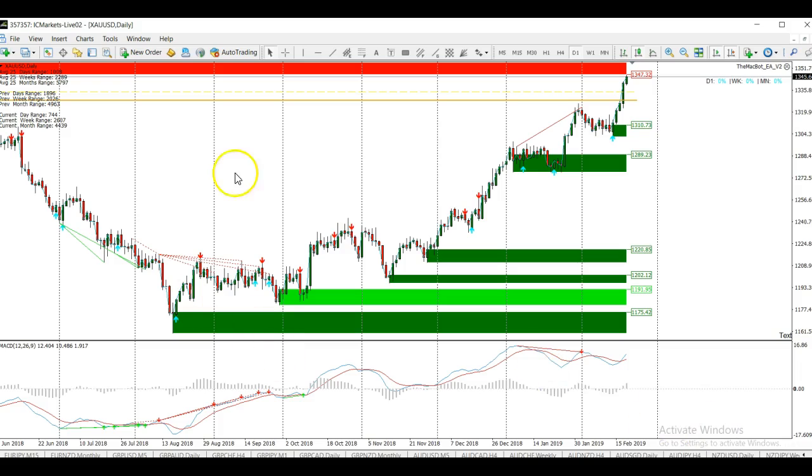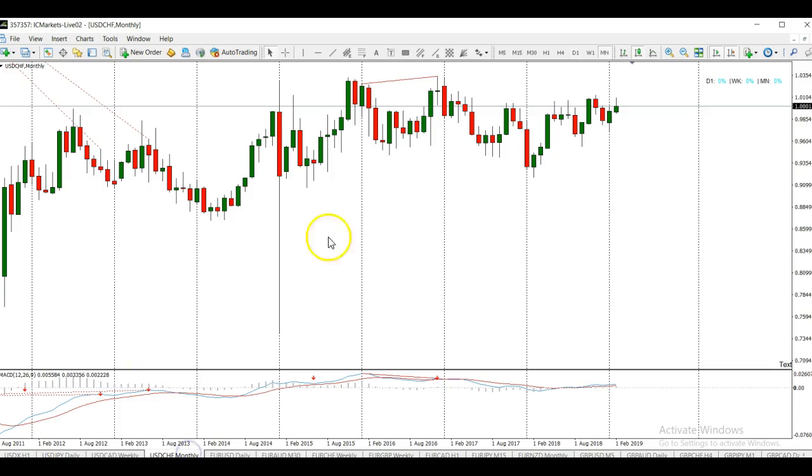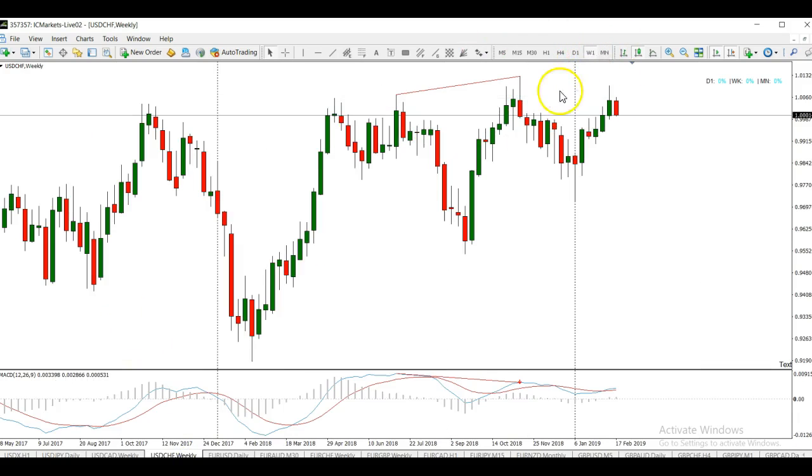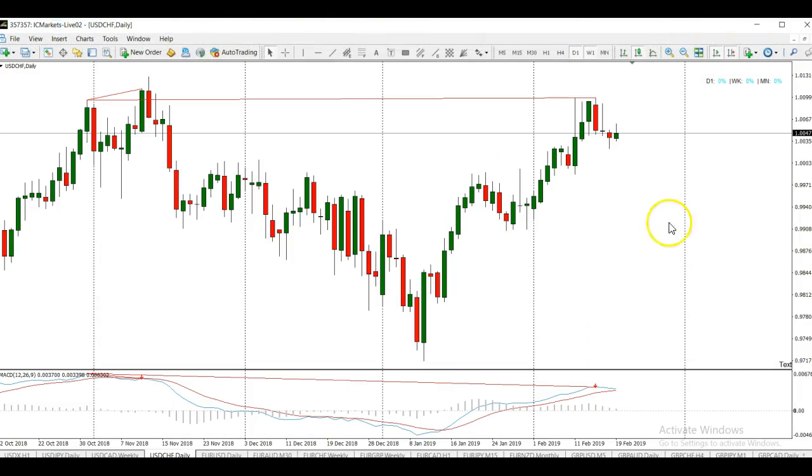One second, the platform's just not working here at the minute. There we go. Okay, USD Swiss franc. It's a similar setup to this, which is dropping nicely since last week's video. And today I'm going to give you another great setup on gold.